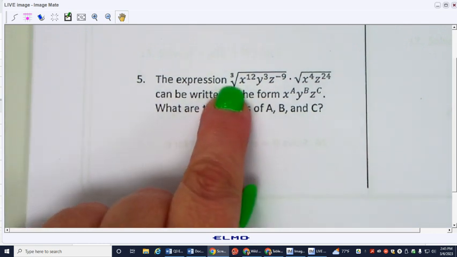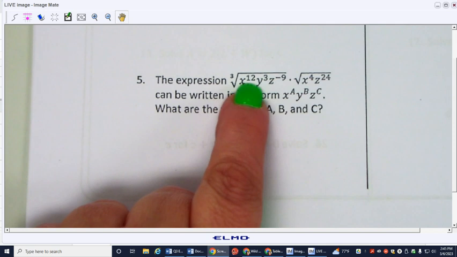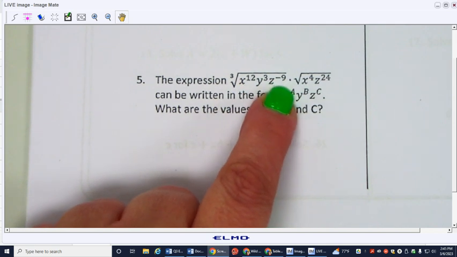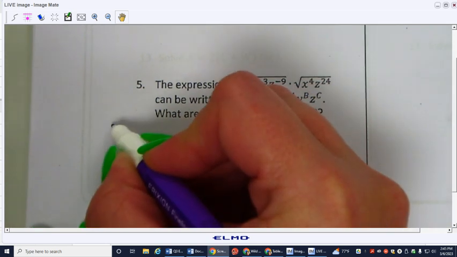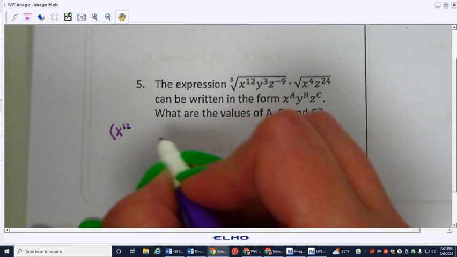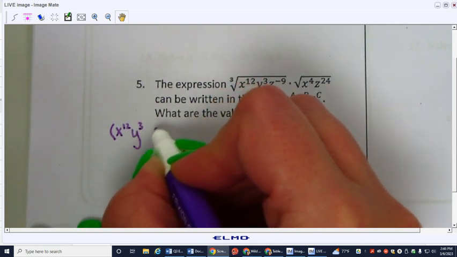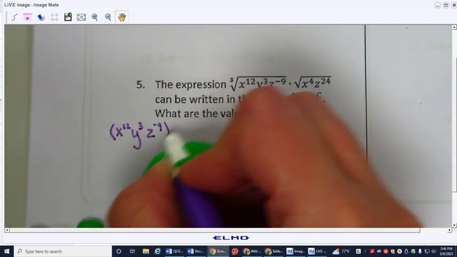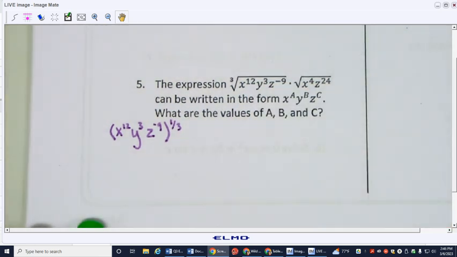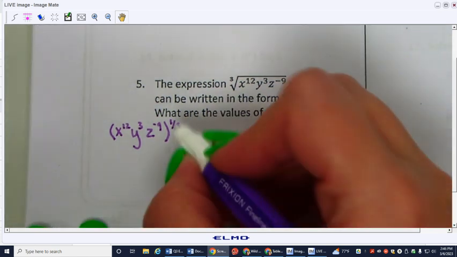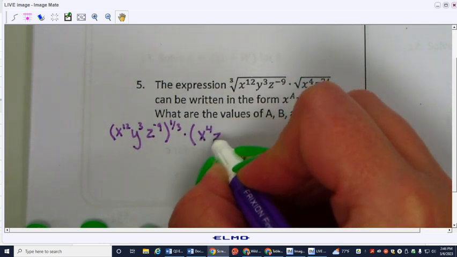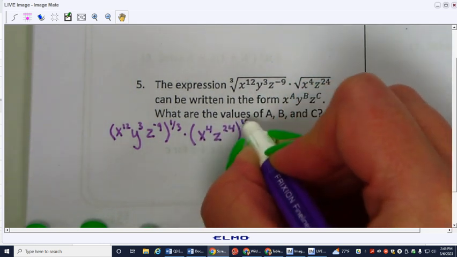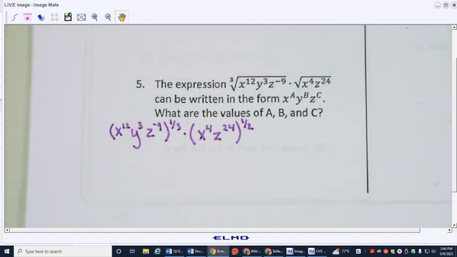So remember the root, if I have the 3rd root, I can think of that as everything inside it raised to the 1 over that root power. So if it's a 3rd root, 1 over the 3rd power. So that's what I'm going to do. I'm going to take my x to the 12th, my y to the 3rd, my z to the negative 9, and I'm going to raise that to the 1 to the 3rd power. That's the same as cube rooting it. Then my next one, I don't have a number here. So if there's not a number, that means it defaults to a square root. So I'm going to take my x to the 4th, my z to the 24th, and I'm going to raise that to 1 over 2 for square root.